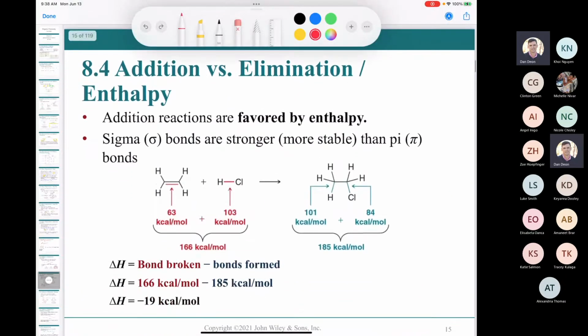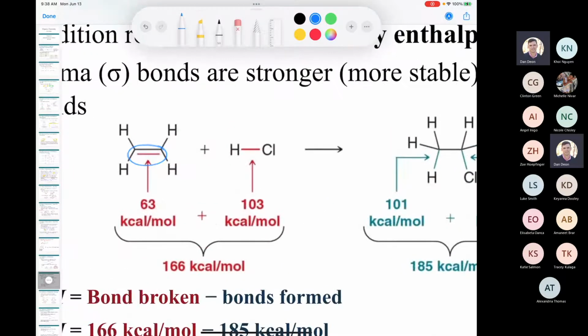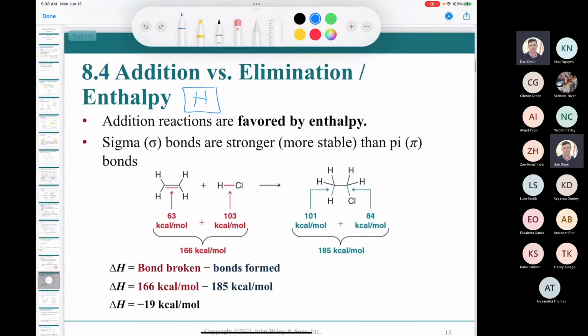So first of all, if we look at an addition reaction from the point of view of enthalpy, so enthalpy, remember, is H, when you do an addition reaction, check out what's happening. You're breaking a pi bond and a sigma bond, and then you end up forming 2 sigma bonds. Now, what do we know about sigma versus pi bonds? We know that sigma bonds are stronger than pi bonds.